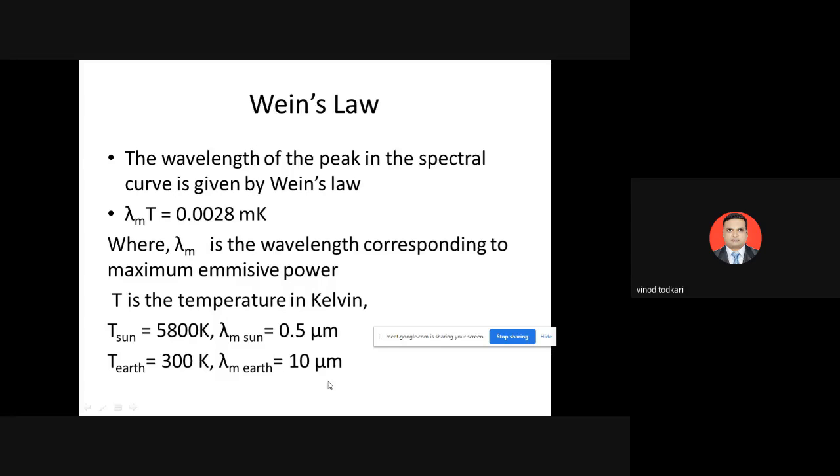Is it clear to you? Now, if we take the temperature of Earth, let's say for today, as 300 Kelvin, then corresponding to this, the wavelength will be 10 micrometer. Tell me, is it clear to you?